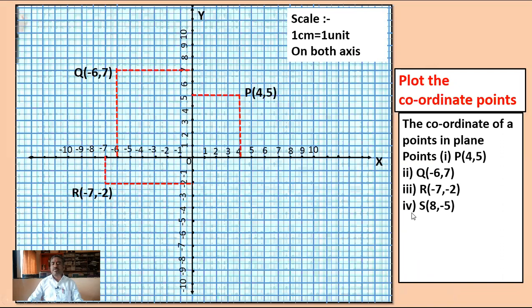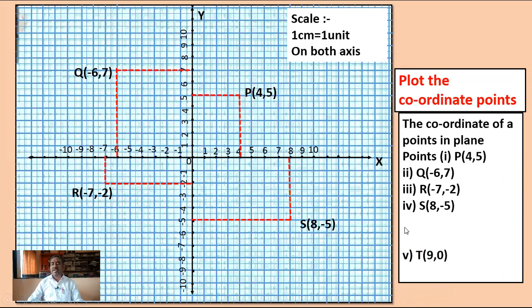Next, number 4 coordinate is S. Its x coordinate is 8 and y coordinate is -5. On the x axis, this point is 8 and on the y axis -5. Then we get the point S on the graph paper is this point.